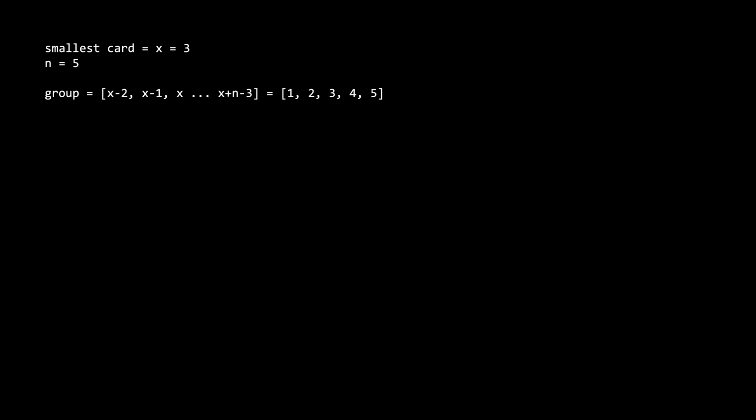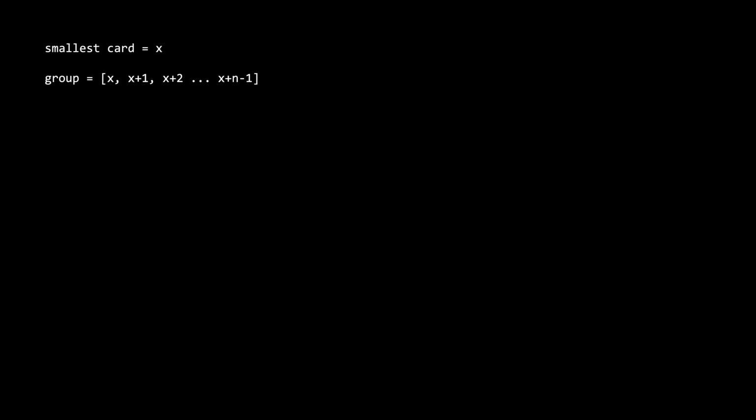So now if we take a step back and try to develop our solution a bit more, we know that if we have some card x, and we know that this is the smallest card, then we know that it has to be part of a group from x to x plus n minus 1. So our solution can be to process the cards in increasing order. Anytime there is a card available, since we are processing in increasing order, then we know that this is the smallest card currently that can be used for a group.